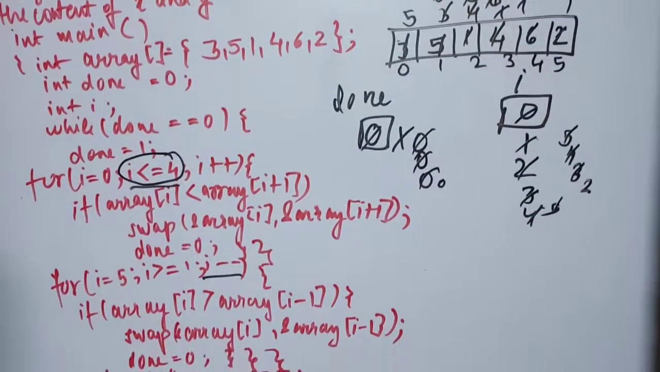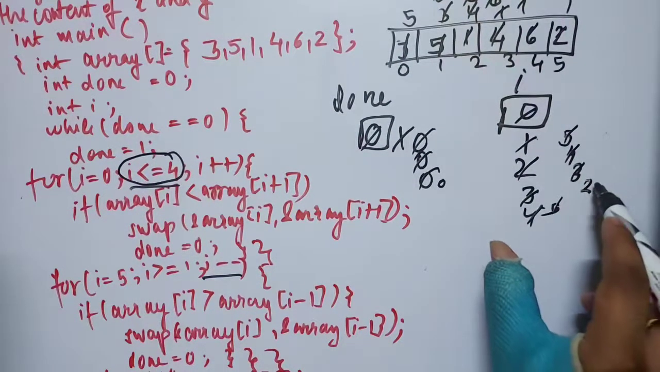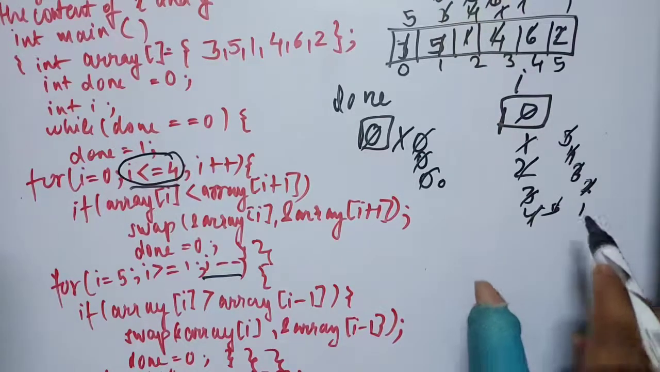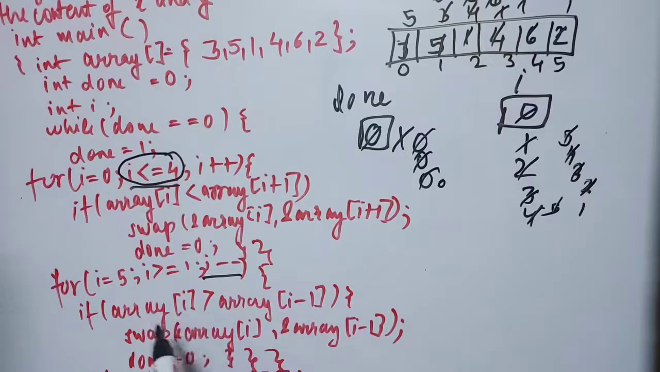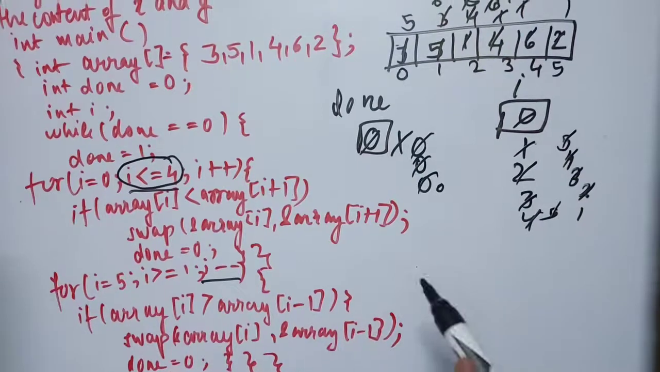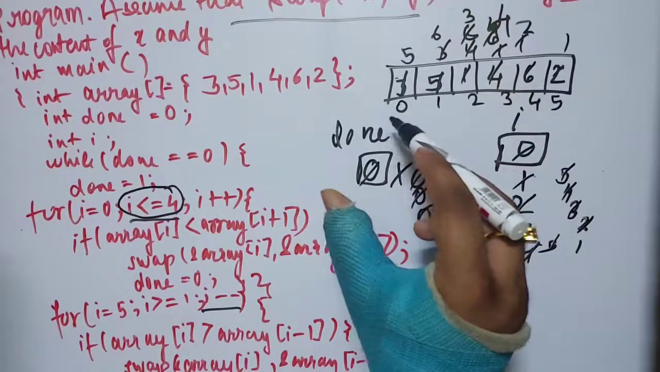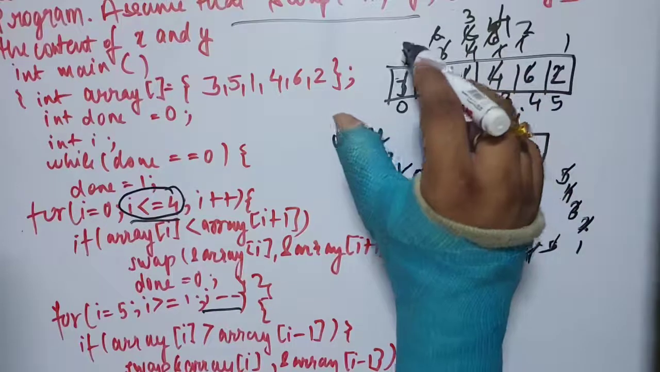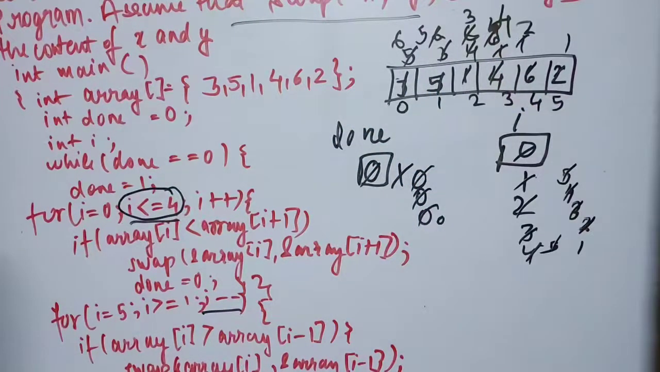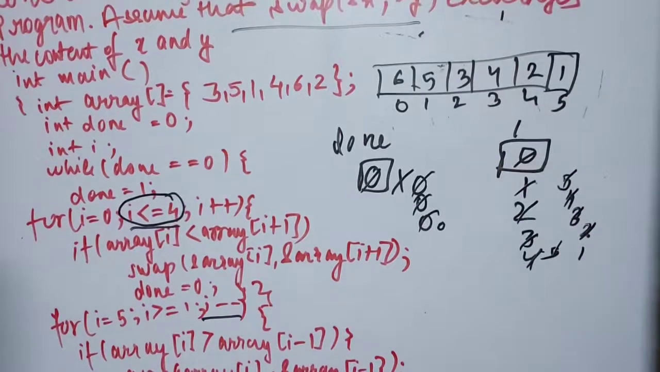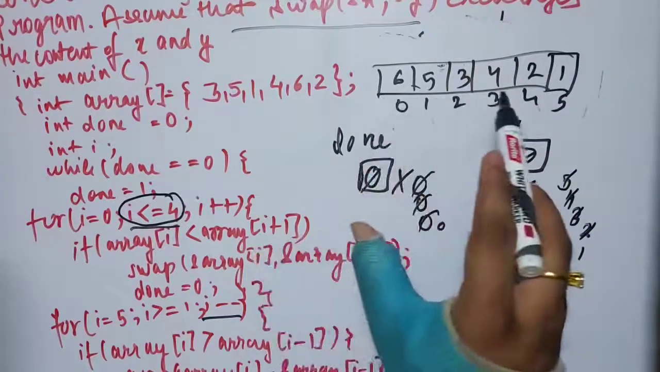Now we will again decrement its value, so 2 gets decremented to 1. Now we will see if array of 1 is greater than equal to 1. So the condition here is true. Now it will check the if condition. If array of 1 is greater than array of 0. Array of 1 here is 6 and array of 0 here is 5. So they will get swapped. So 6 comes here and 5 comes at the first index. So now our array is 6, 5, 3, 4, 2, 1.